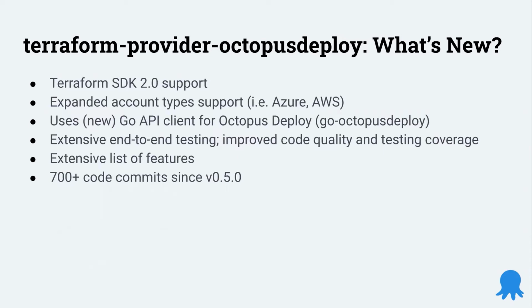We also added a whole bunch of types into the provider itself, most notably around accounts. So specifically, you can target very specific account types like Azure accounts, AWS accounts, username, password accounts, token accounts, etc. As I mentioned before, it utilizes that Go API client for issuing calls, and in addition to that, we've added a whole bunch of testing and code quality and testing coverage to this. We've had over about 700 code commits since 0.5. We've been working on this for the last few months, and so a lot of changes have occurred in this.